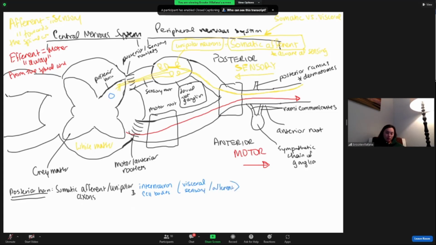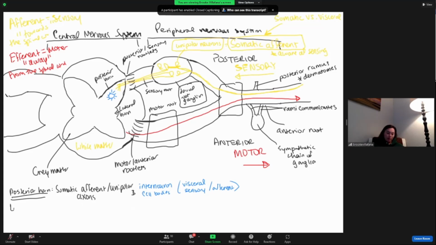So those would also be right here. The visceral sensory side, or the interneuron cell bodies, are right there. Then we have our lateral horn here. Okay, this guy. So the lateral horn has the cell bodies of the visceral or autonomic sensory.